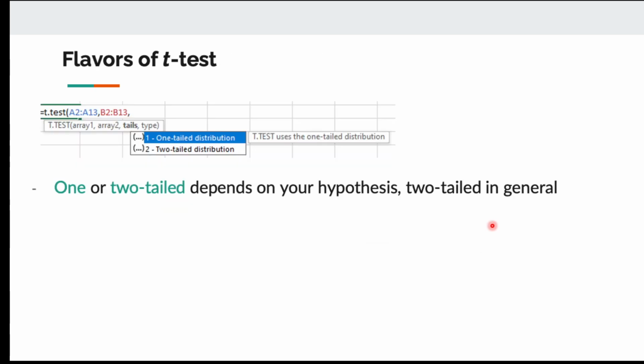So just to recap, I'm pretty sure you are familiar with the flavors of t-test. We know that we can do one or two tails. If we have no hypothesis, we have no knowledge, we don't know if the gene will be up or down regulated, then we use two tails because we allow both up and down regulation. But if you have some hypothesis that your treatment, you expect it to knock out or knock down the gene, you expect it to be down regulated, then you can focus on that and you can do one tail analysis.